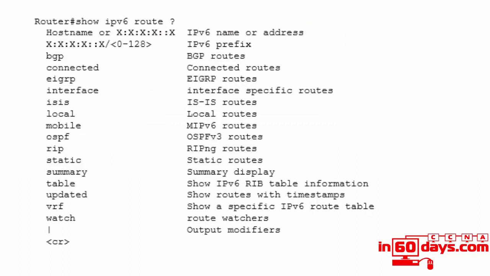Alright, so I've typed out the command. You can see the difference with IP version 4, it's show IP route. For IP version 6, it's show IPv6 route. If you hit the question mark, you can see you've got quite a few options there that you can tag onto the command.